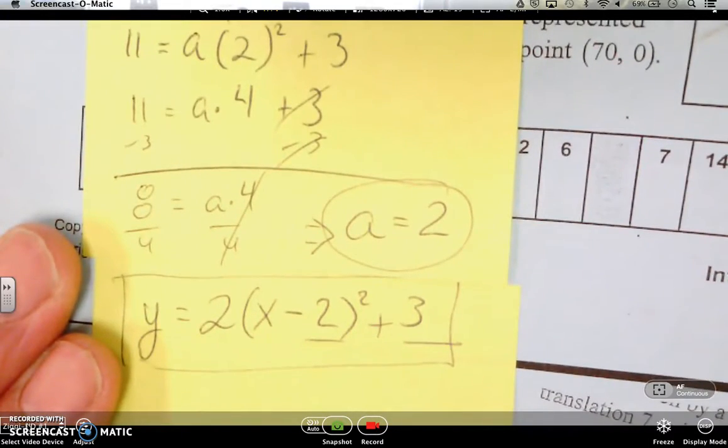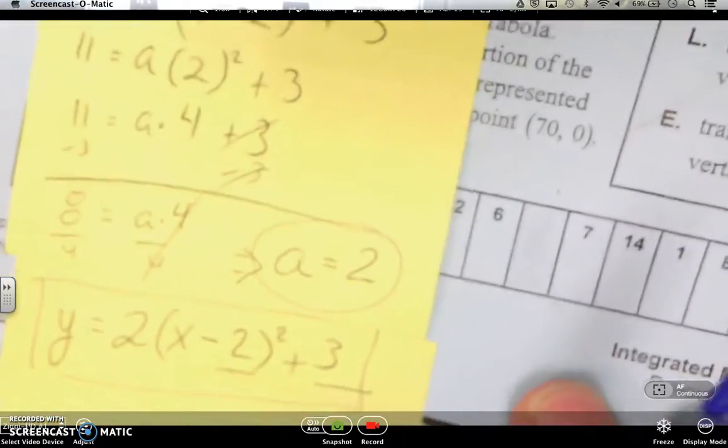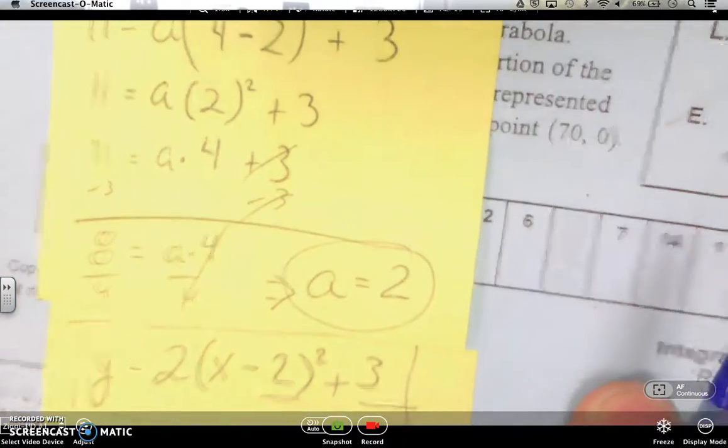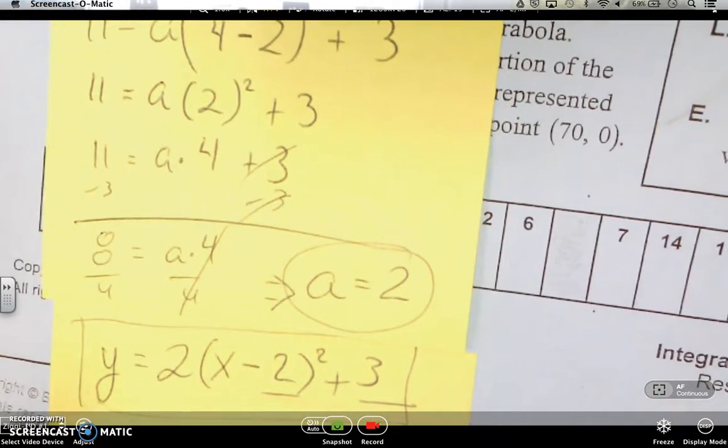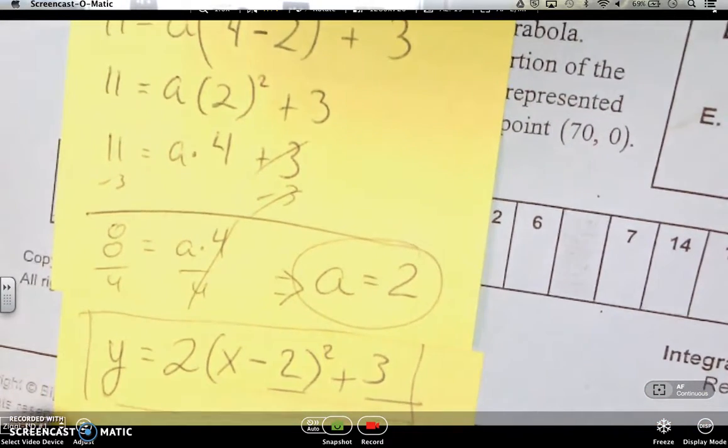All right, that's it. You should now know how to do everything on 3.4 puzzle time. Bring any other questions to class if this is still not making sense, and we'll go over them in class.